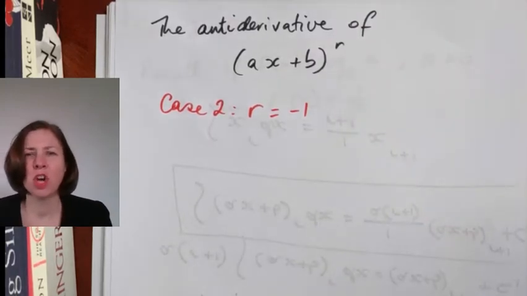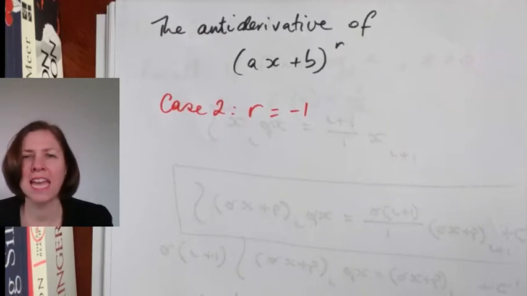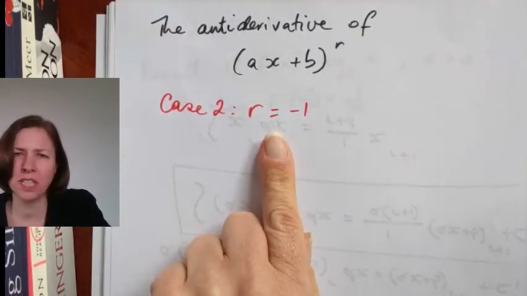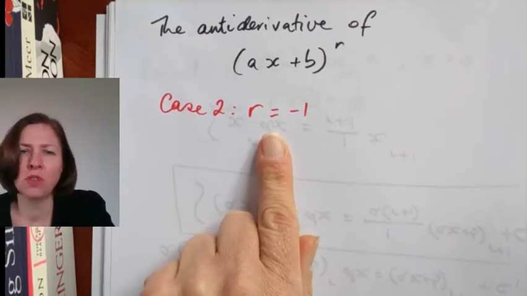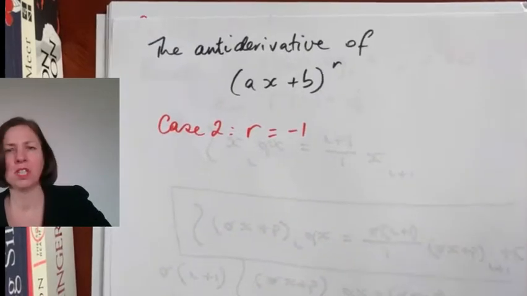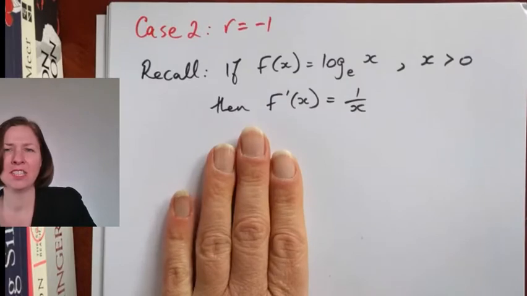In the previous video we looked at the antiderivative of (ax + b) to the power of r for the case when r does not equal -1. So now we're going to look at case 2, when r equals -1. So I'm just going to take that away to leave more room on my page. So we're looking at case 2.